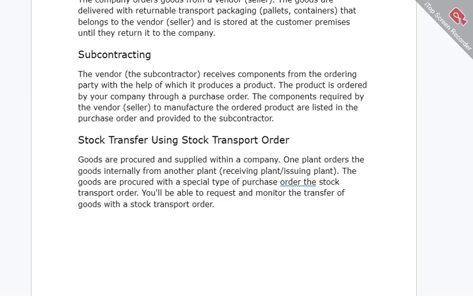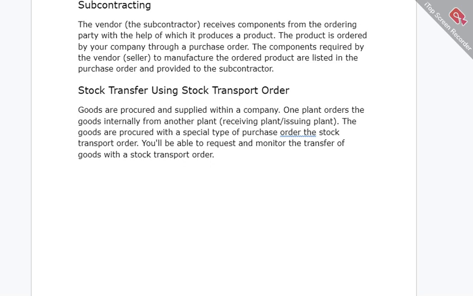Subcontracting. The vendor or subcontractor receives components from the ordering party with the help of which it produces a product. The product is ordered by your company through a purchase order, and the components required by the vendor to manufacture the ordered product are listed in the purchase order and provided to the subcontractor.